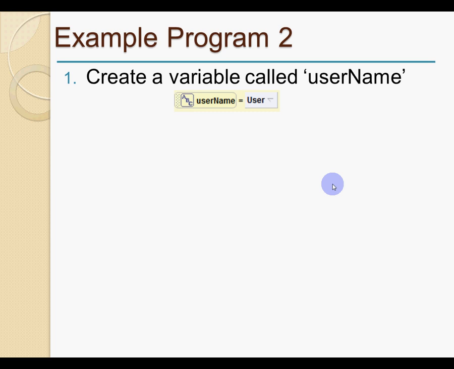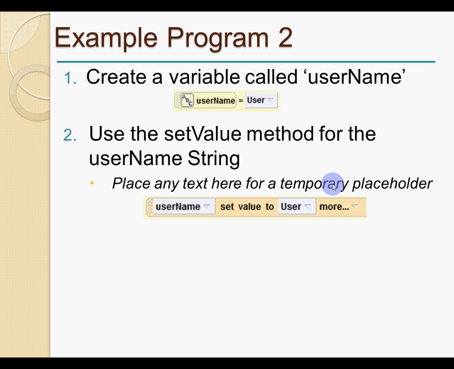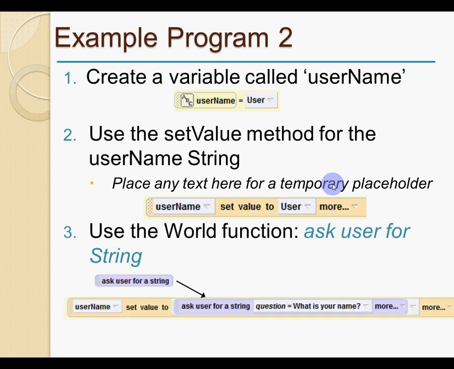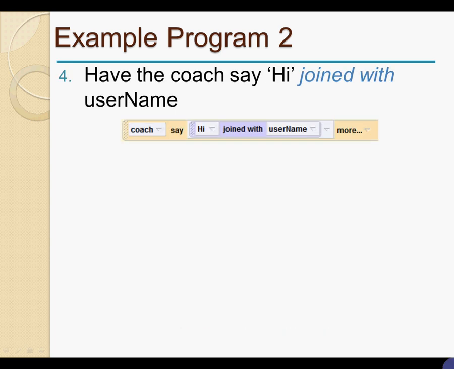So to do that, first we want to make a variable for username where we can store the name of the user. Next, we want to use the setValue method for the username, and we're going to set it to a string because the username is a string. It's going to be words. Again, we can put any text here for a temporary placeholder until we've filled in the value that we actually want. Now we're going to put in the world function called askUser4String. And when we do that, we have to provide it with the question that we are going to ask. In this case, what is your name? Finally, the next line of code we're going to have is to have the coach say hi, and again use that joined with function we had before, and the user's name.